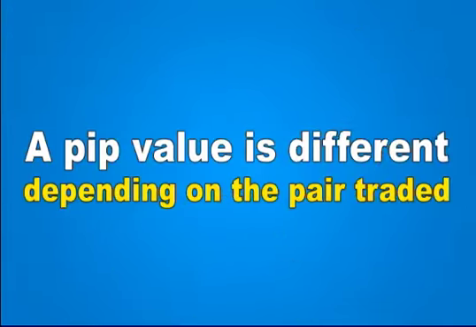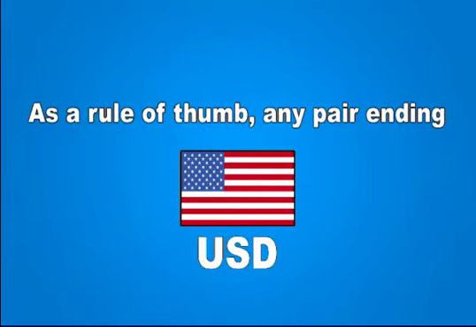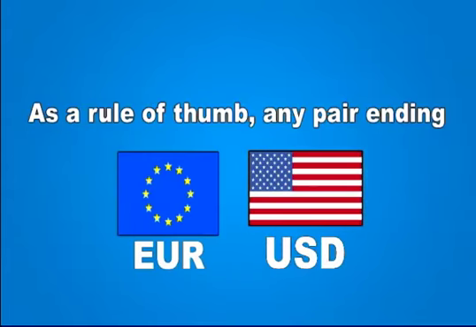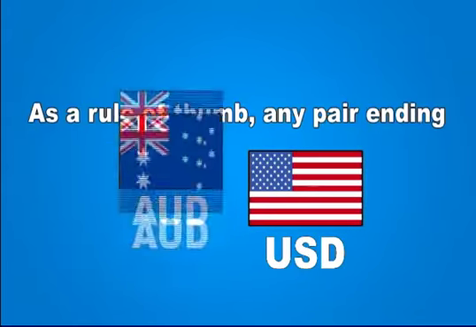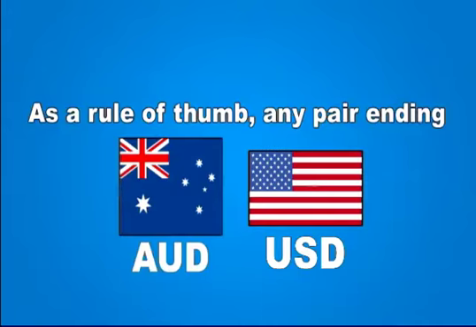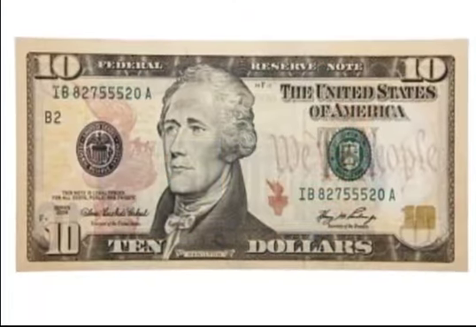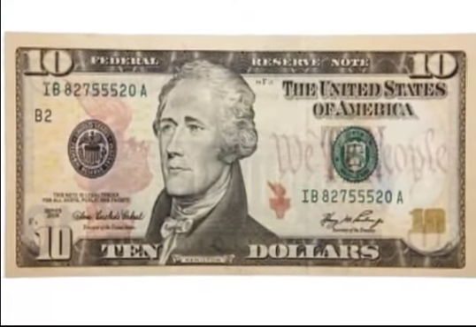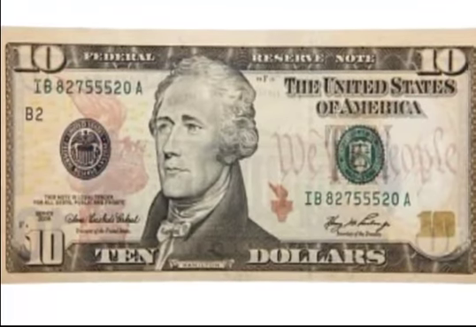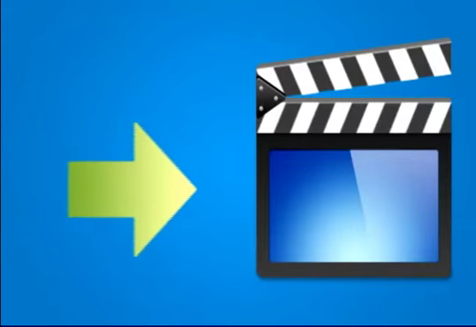A pip value is different depending on the pair traded. As a rule of thumb, any pair ending with US dollar, such as the euro dollar, the pound dollar, the Aussie dollar, they all equal $10 per pip for a standard lot contract of about $100,000. Don't worry, I'll cover what a standard lot and other lot sizes are in my future videos.